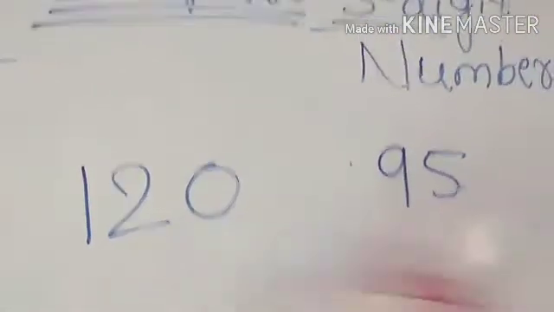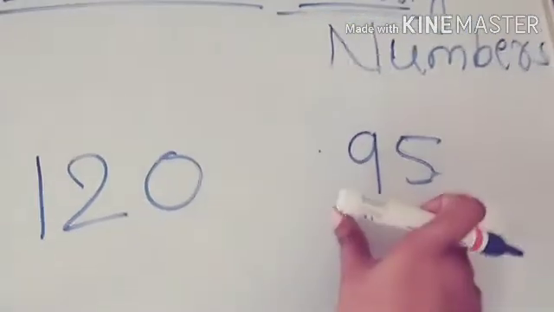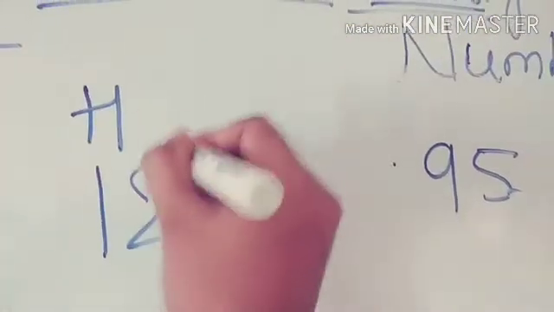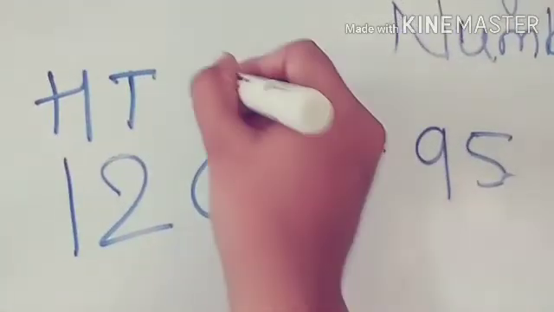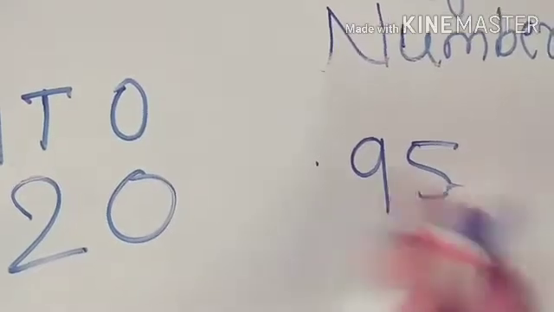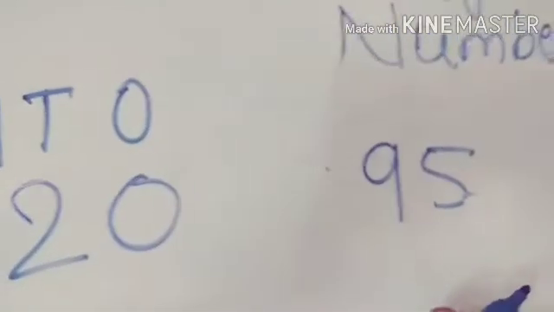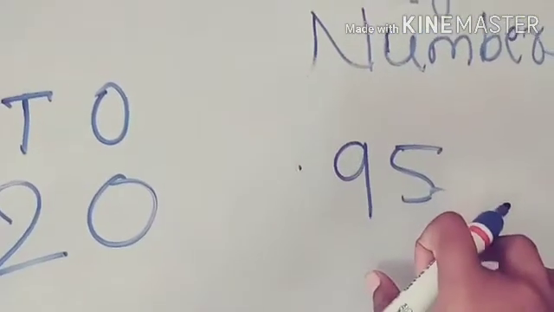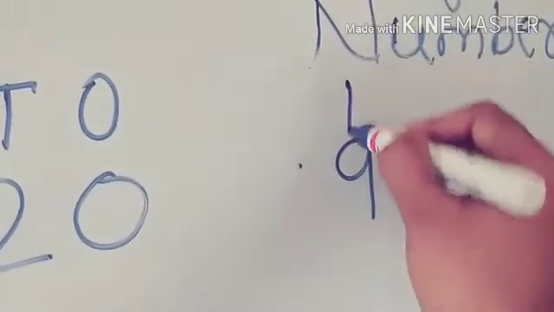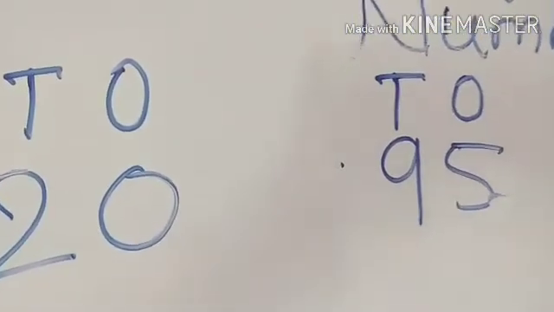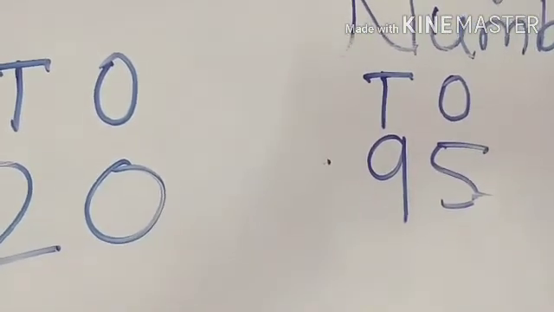Students, look at this example. Here we have 3-digit numbers and here we have 2-digit numbers. 1 is in hundreds place, 2 is in tens place and 0 is in ones place. Students, here will you write HTO? No. Why? Because this is a 2-digit number. So you will write tens place and ones place. 9 is in tens place, 5 is in ones place.